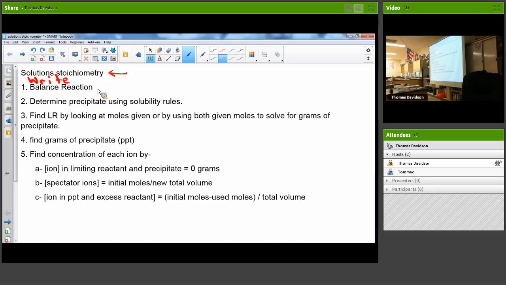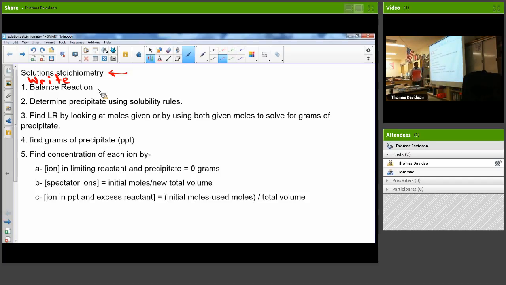All right, so we would determine which thing will be a precipitate by using our solubility rules. The third step we would do would be to find the limiting reactant by looking at moles given or by using both given moles to solve for grams of precipitate. Mark, is this following the same basic outline? Okay. Then we find the grams of precipitate, which you already might have done. Number 3, you can do in 2 different ways. If you do it by finding grams, then you've already done number 4.